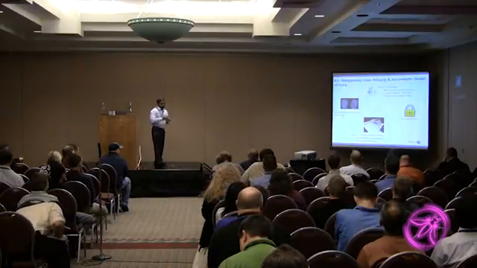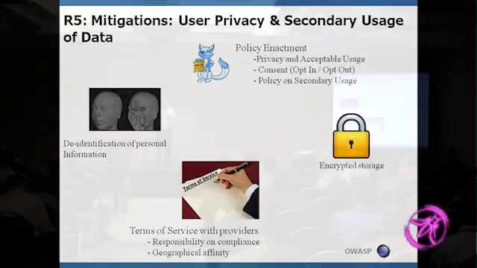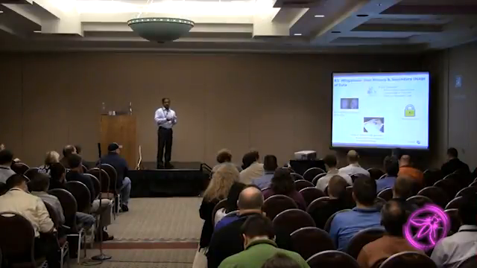Again, the mitigation is that the cloud consumer needs to work with the cloud providers to come up with a policy on how the data is used, that the data should not be used in ways that could impact the cloud consumer. Data is encrypted, personal information is de-identified, and so on. And the main thing is consent: whether the user wants to opt in for those kinds of data mining or secondary usage of the data, or could opt out of that secondary usage.